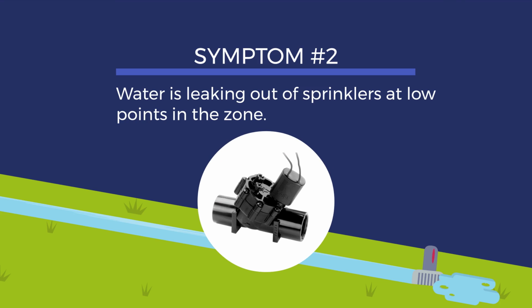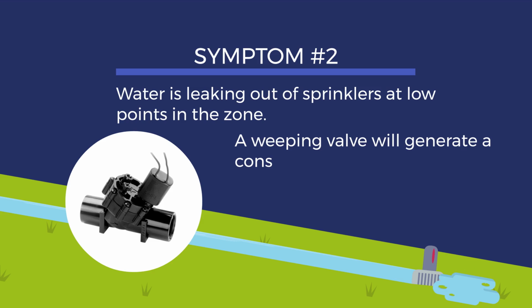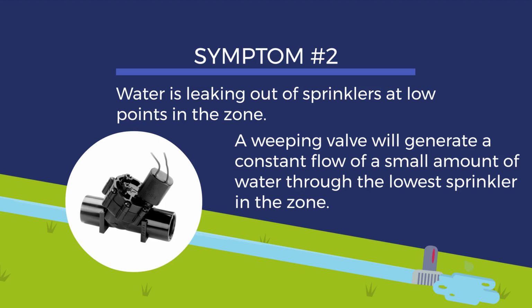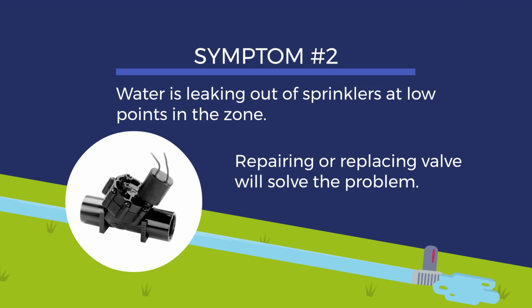If the wetting around the low sprinkler is continuous, the problem is more likely the valve. A weeping valve is one that is not fully closed and will generate a constant flow of a small amount of water that will find its way out through the lowest sprinkler in the zone. Repairing or replacing the valve will generally solve this problem.